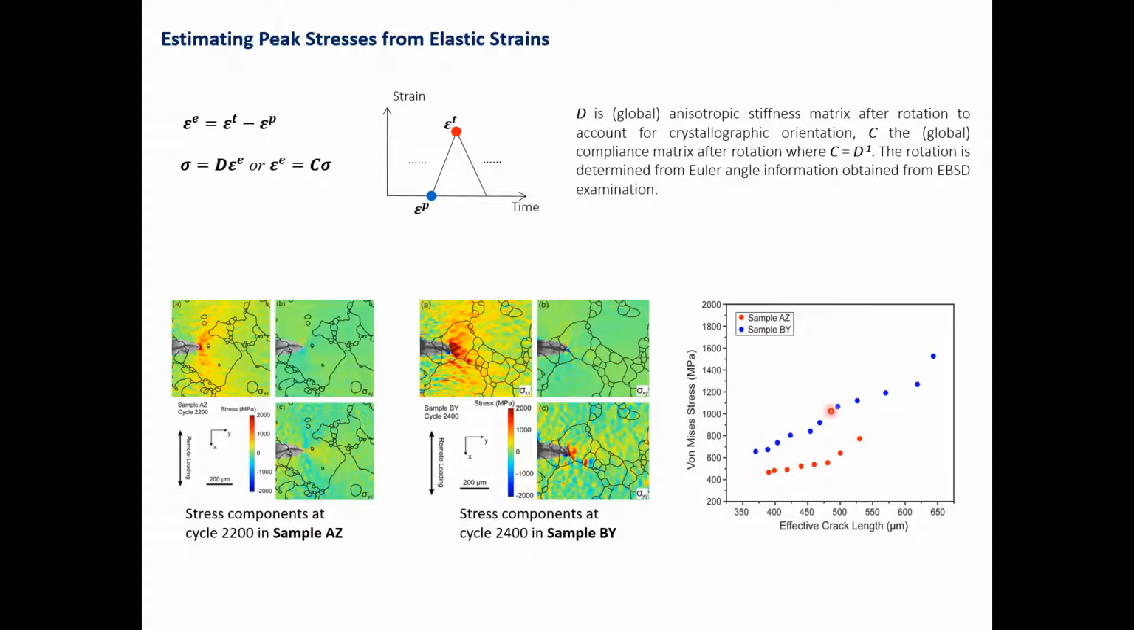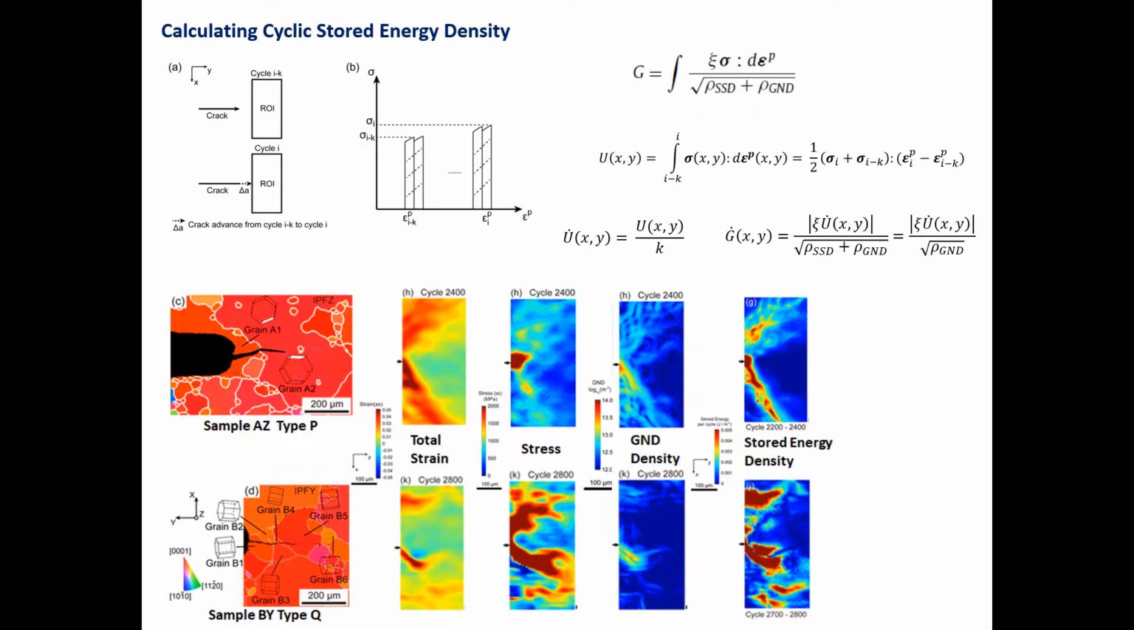And the stresses for sample BY, which is more brittle, show higher stresses and of course a higher rate of growth, you may recall from earlier. So we're capturing to some extent the stresses that have been generated at crack tips as they evolve with cyclic loading. And so finally, with all this information of knowledge of the stress at peak loading, the plastic strains, the G&D density, we can calculate then the stored energy density spatially and in particular at the crack tip.